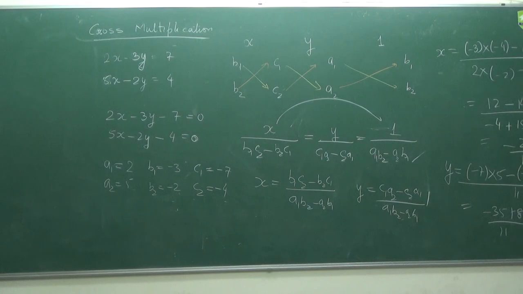Cross multiplication method. We'll solve like that. Write down 3x minus 5y equals 20. No, wait. Okay, so you write down 8x plus 5y equals 9, and 3x plus 2y equals 4.